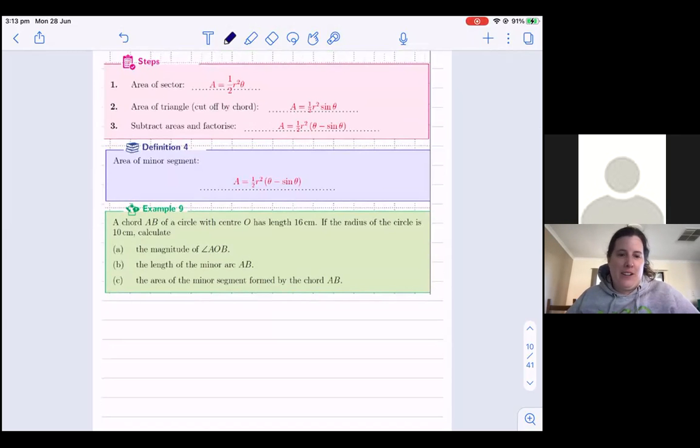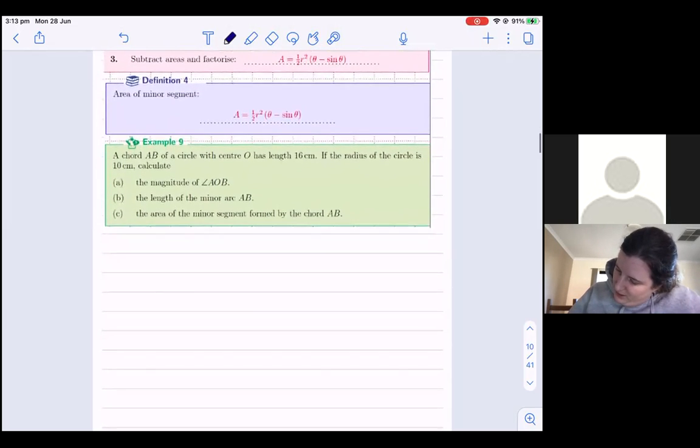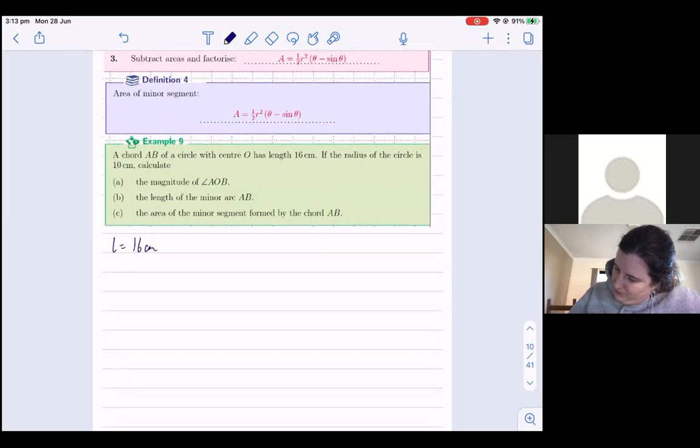Oh, there's that formula. You know how to derive this. So the area of a segment minus segment comes out as that. Let's find this information. So we've got the length is 16 centimeters. Oh no, that's the length of a minor arc. My apologies. Let's actually draw it.